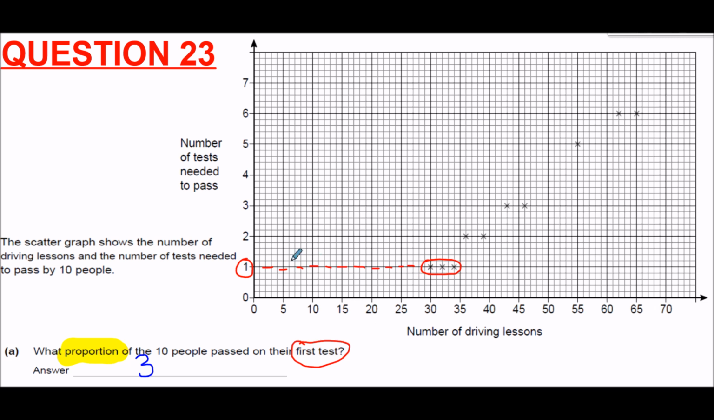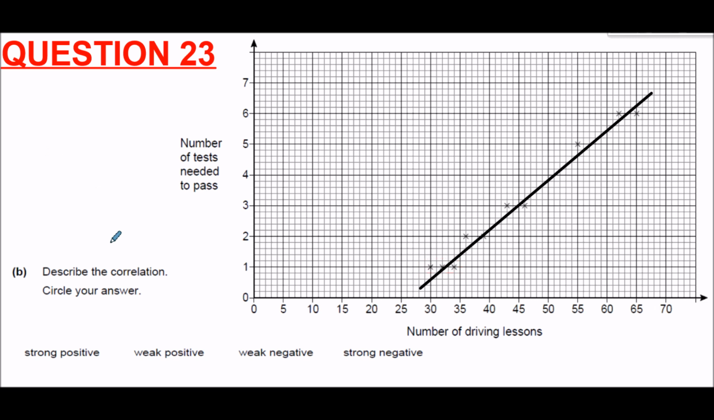Now with a scatter graph, you can bet almost anything that at some point it's going to involve doing a line of best fit. So I'm going to jump the gun and do a line of best fit here for part B. It says describe the correlation. Now, if your line of best fit is going up, it's going to be positive correlation. So it's not going to be the last two, so we can mark those off. The line is going up as you look at it from left to right.